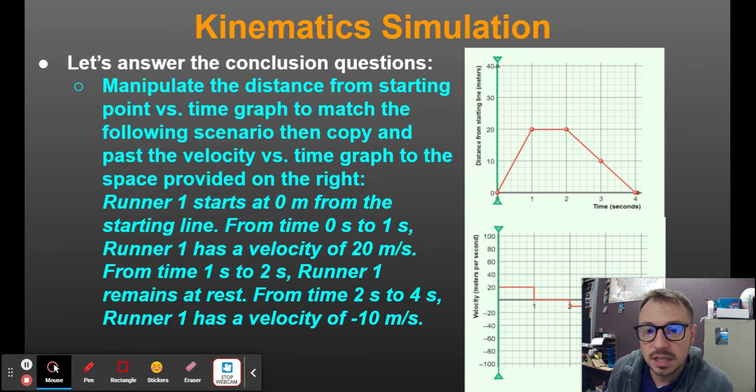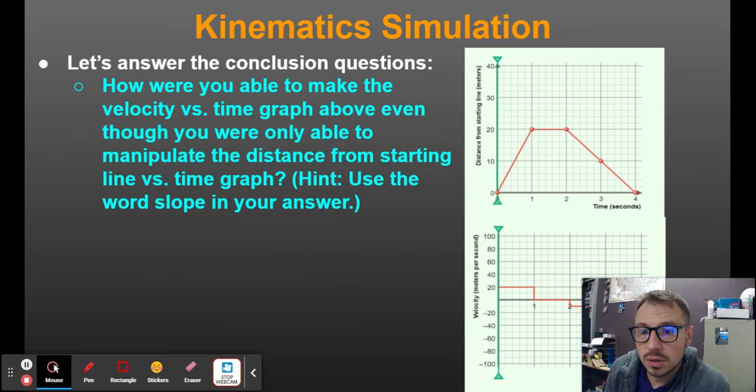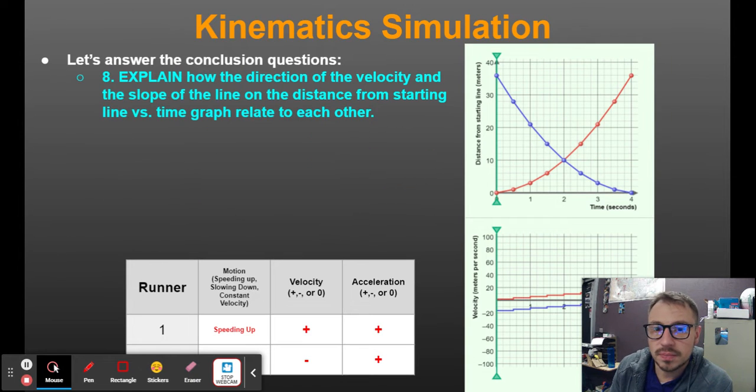Now, the next part says this situation was given. But notice, this is the same situation, except it's given from the standpoint of the velocity. It's just telling that exact same story from the position of the velocity. It's just describing the slope of that first line. Even though you weren't able to manipulate the velocity graph, all you had to do was make the slope match what was given to you. So then this was a simulation that was given to you.